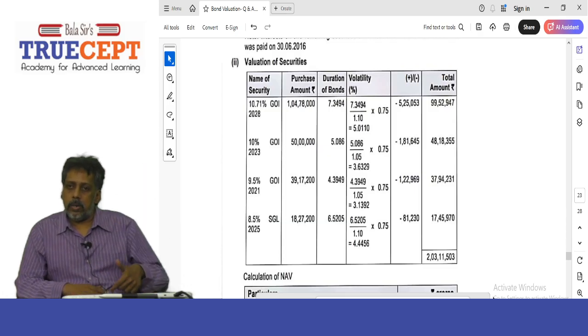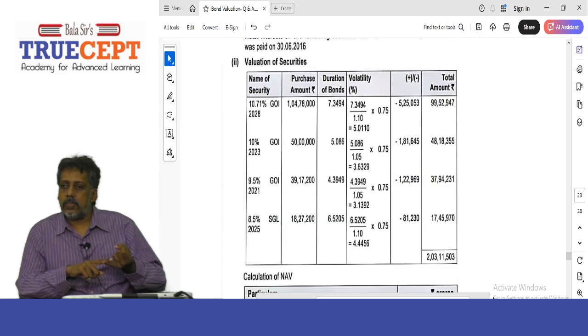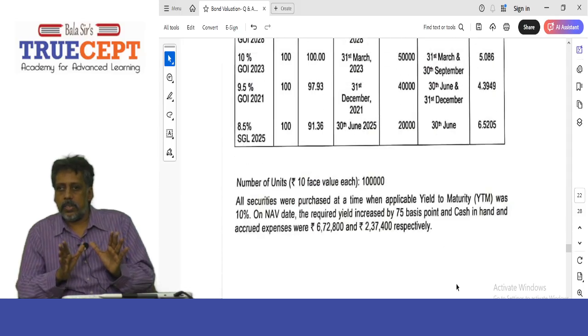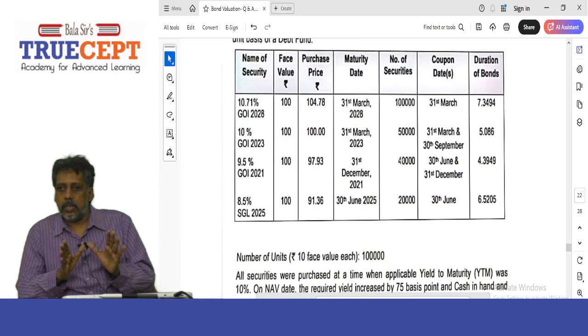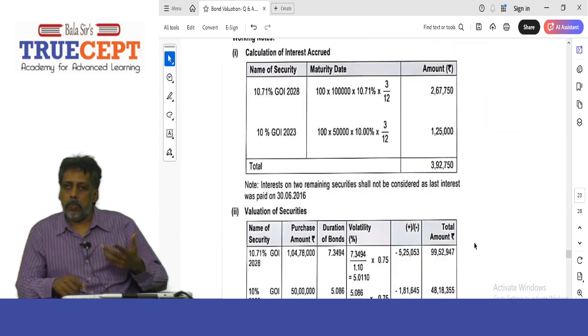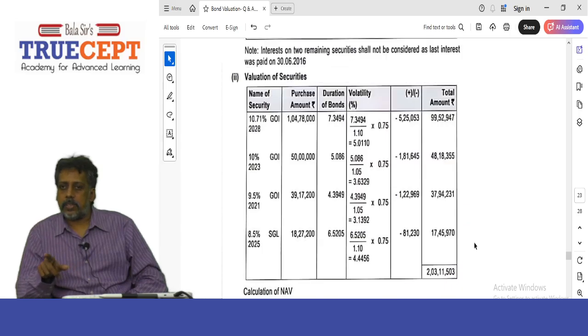Let's go to the third bond, right? The third bond, what is it? 9.5% GY 2000. Okay, how many units? How many bonds? What is the face value? 100 each. What is the amount given? It is 100 each face value, 40,000 bonds. 97.93 is the value at which we bought. So 40,000 bonds into 97.93.